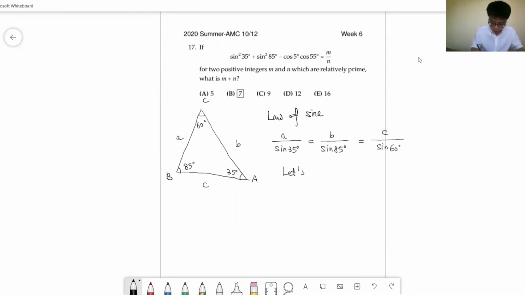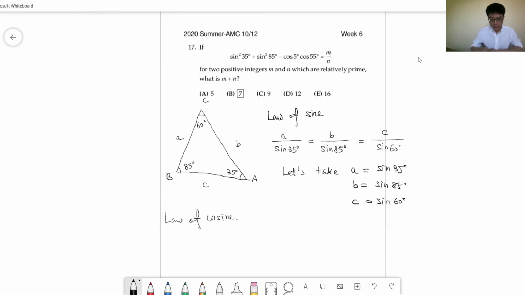Okay, we can rescale this triangle. Let's just take a equals sine 35, b equals sine 85 degrees, c equals sine 60 degrees. Okay, so we have this triangle. Next, we recall the law of cosine.